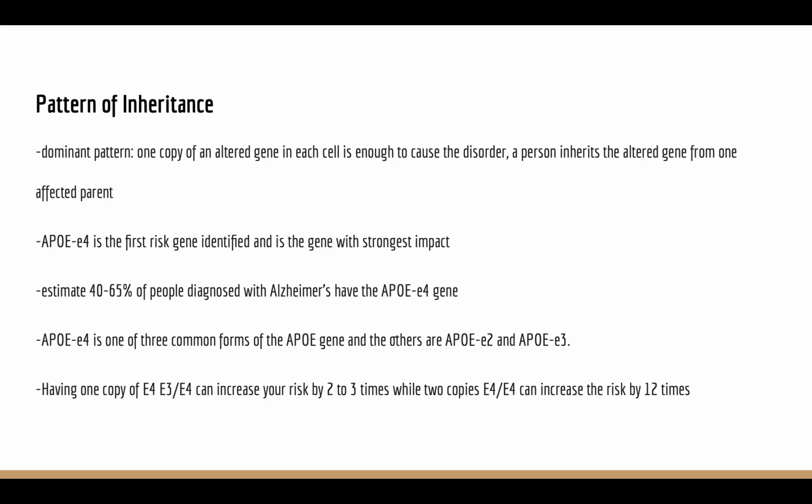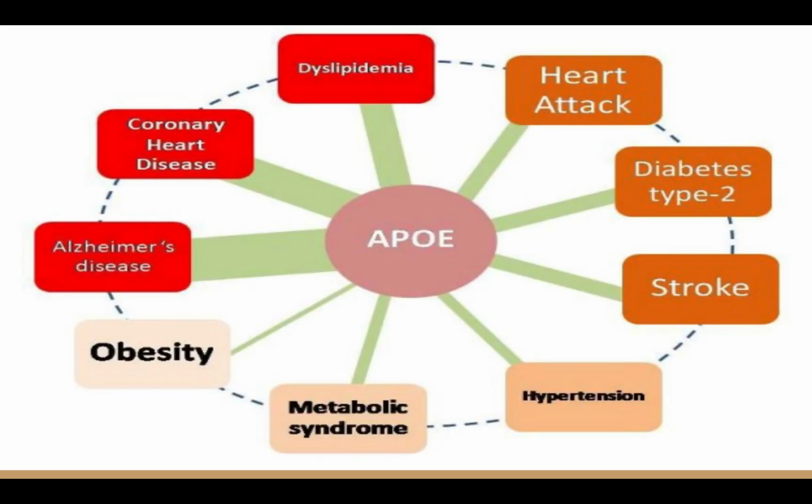So here's a picture of the APOE gene, and then here are all the parts and diseases that can be caused by it, such as heart attack, stroke, diabetes, and Alzheimer's, obviously, because that's what we're talking about. So yeah, the more copies of this gene that you have, the more likely you're going to have these problems.